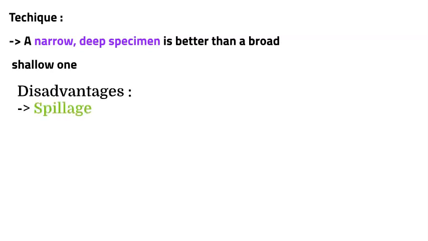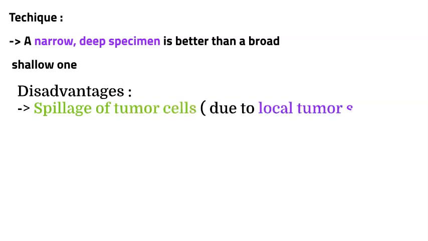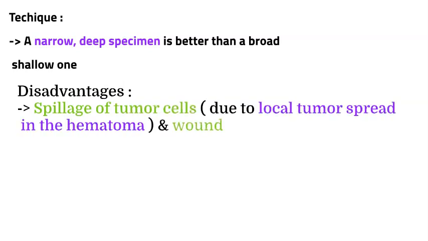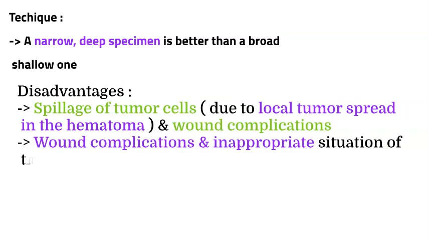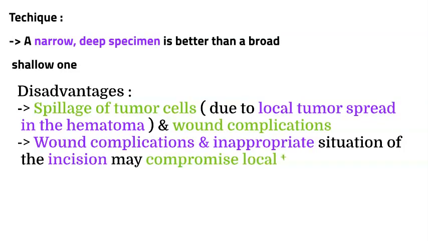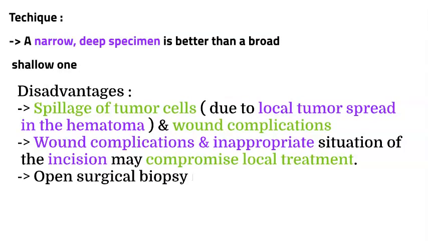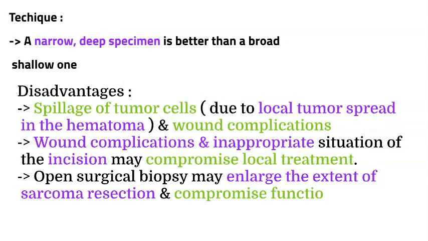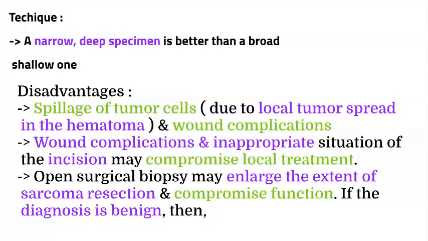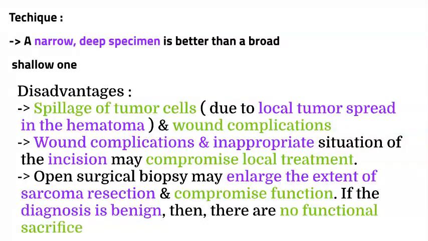The disadvantages: spillage of tumor cells due to local tumor spread in the hematoma, and wound complications. Wound complications and inappropriate situation of the incision may compromise the local treatment. Open surgical biopsy may enlarge the extent of the sarcoma resection and compromise function. If the diagnosis is benign, then there are no functional sacrifices.